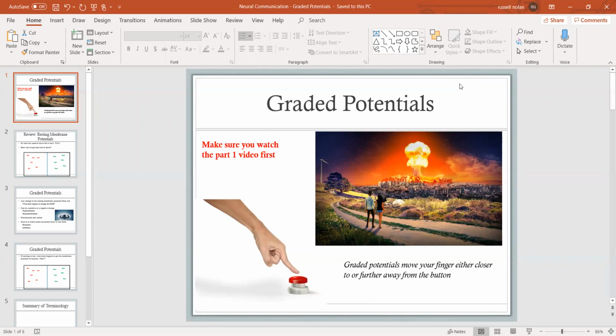Now in step 2, graded potentials, you can see that graded potentials in the analogy is moving your finger either closer to or further from the button. And remember, if you push the button, we initiate nuclear holocaust. That is an action potential. So just make sure when we talk about graded potentials, it's moving your finger either closer to or further from the button without touching the button. So if you think about initiating nuclear holocaust, launching nuclear weapons as exciting, so moving your finger closer to the button is excitation. Moving your finger further from the button will be considered inhibition.